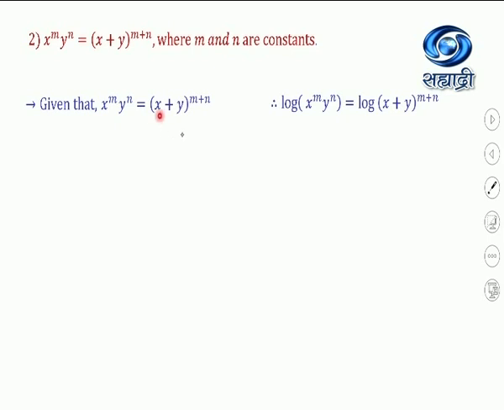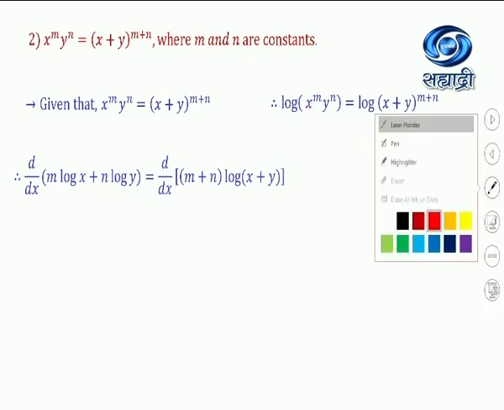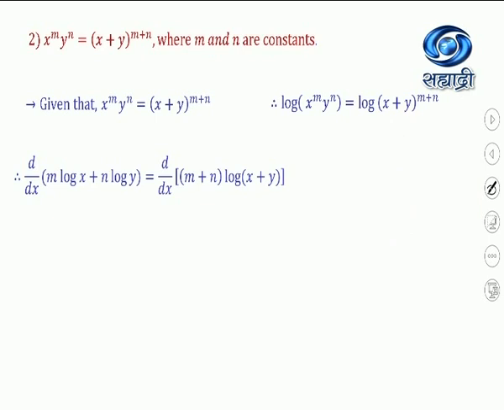Now by taking log of both sides we get this. Log of left hand side equal to log of right hand side. Now by taking the derivative of both sides, d by dx of left hand side equal to d by dx of right hand side. Now again I say that this term, see here, I will show you, can be written as log of x raised to m plus log of y raised to n is equal to m plus n into log of x plus y.